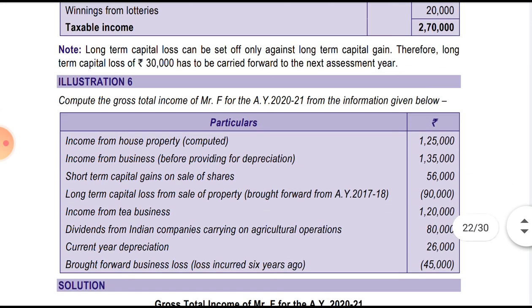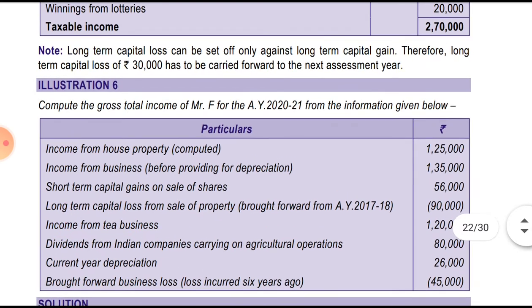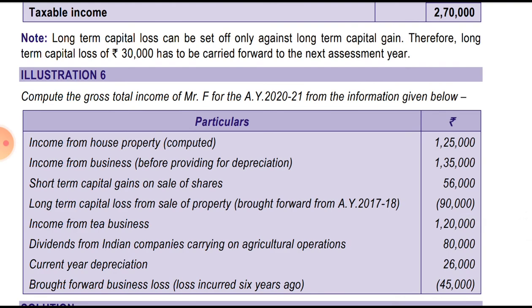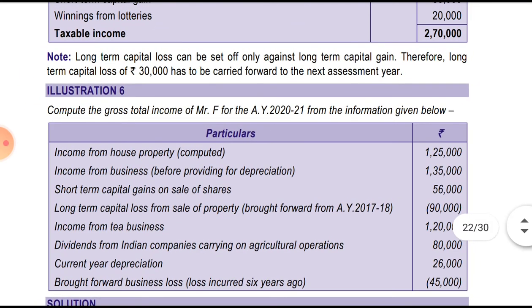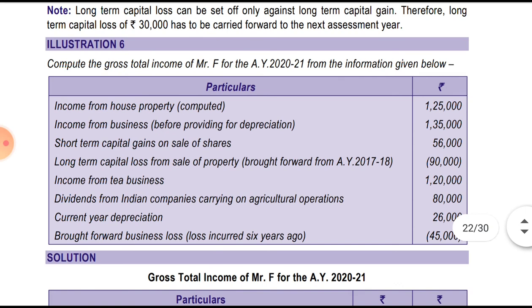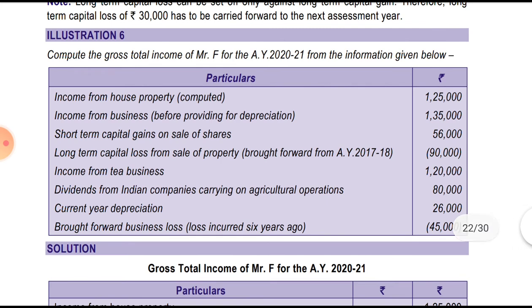Perfect, we are done. Illustration number 6: compute the gross total income of Mr. F for the assessment year 2021 from the following information. Income from house property computed. Business income before providing any depreciation. Short term capital gain on the sale of shares, it is a gain. Long term capital loss from the sale of shares brought forward from assessment year 17-18. This loss can only be set off against long term capital gain income.